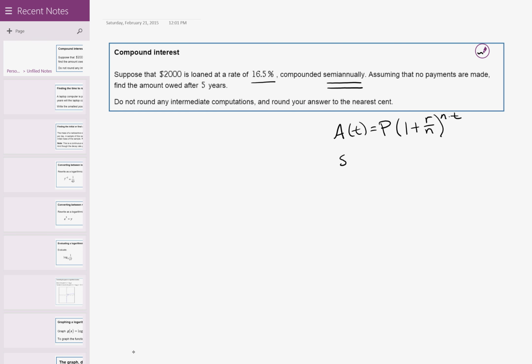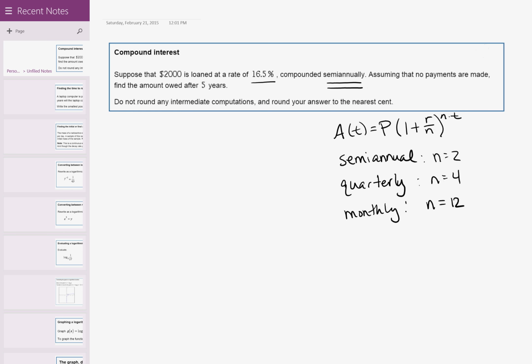So you need to know that semi-annual means that n is equal to 2, and quarterly means that n is equal to 4, and monthly means that n is equal to 12.